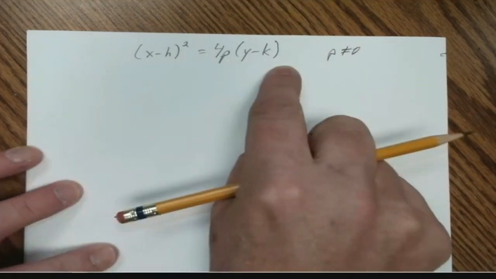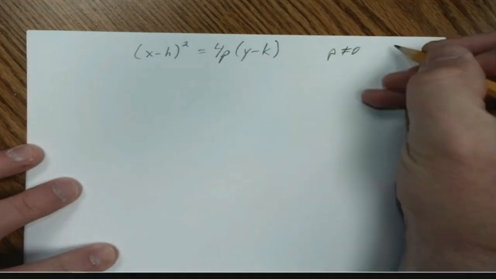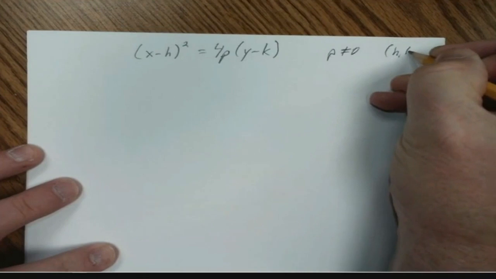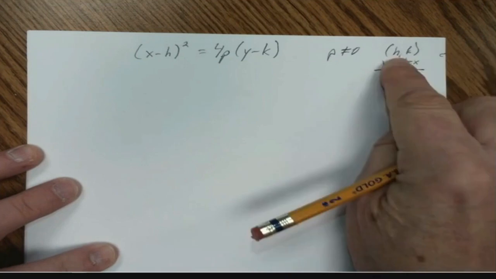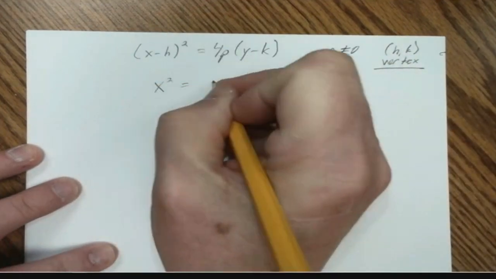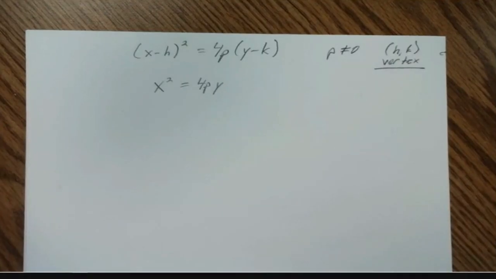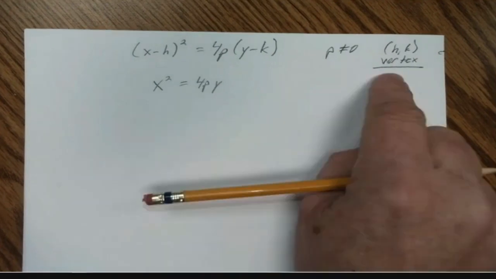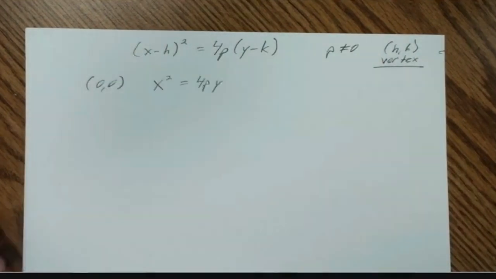If this parabola has a vertex at the origin, if we're at 0, 0, if h and k are 0, because the vertex is (h, k), then it's just x squared equals 4py. Much simpler if it's a parabola that has the vertex at 0, 0. So we can work with that a little better. It looks like, okay, I understand that.